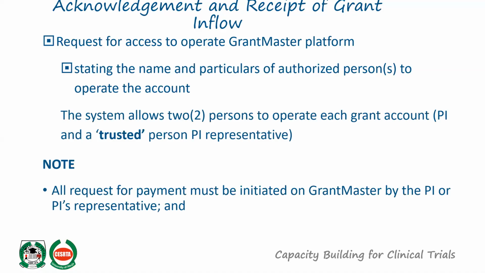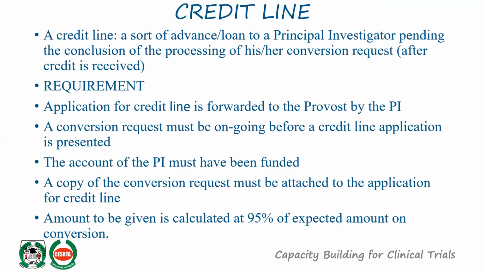And all request payments must be initiated on the Grant Master, as I've said earlier. So the one I discussed earlier, which is a credit line, is a way of supporting researchers so that the work will not stop. Sometimes the funds are yet to be converted to maybe Naira, maybe the money will be spent in Naira, and the money has come in maybe in dollars or in pounds or in euro. So there is the process of converting the money to Naira before it can be spent, especially on the field.